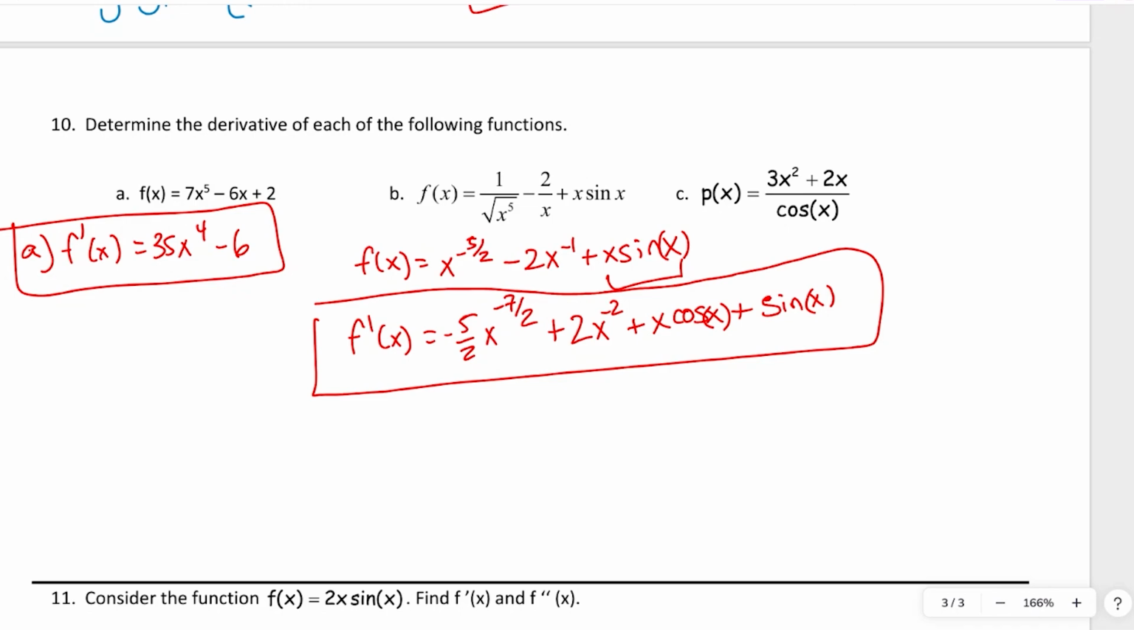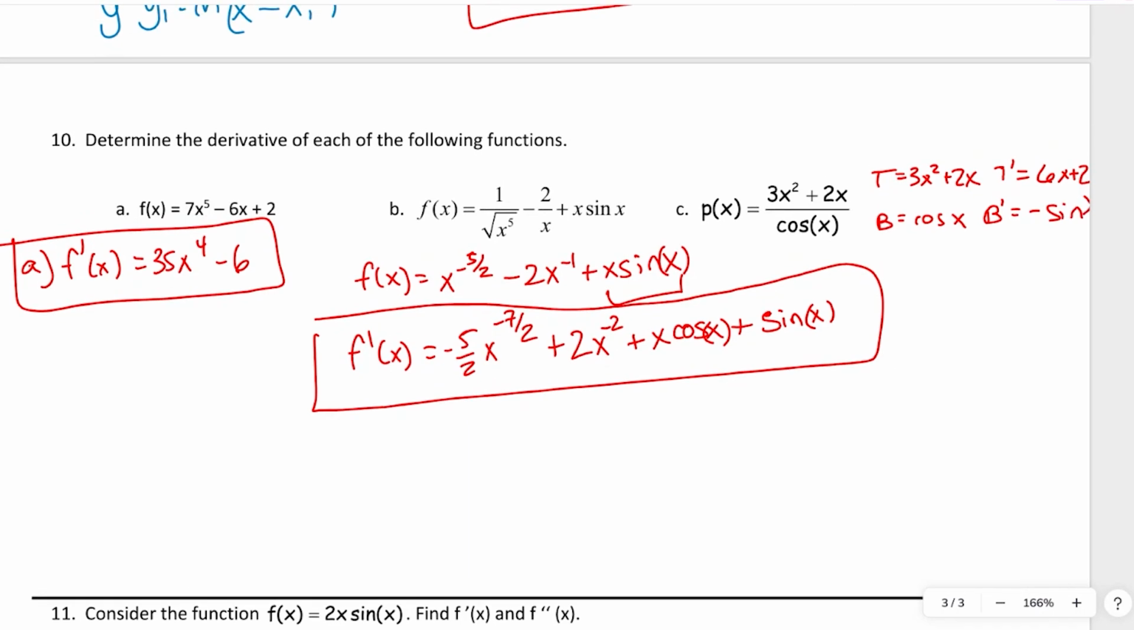Now for C, we're going to have to use the quotient rule. Okay, so my top function is 3x squared plus 2x. So the derivative of that is 6x plus 2. The bottom function is cosine x. And the derivative of that bottom function is negative sine x. I can't really fit that last x in there. I can squeeze this in a little bit. Sine x. That's close enough.